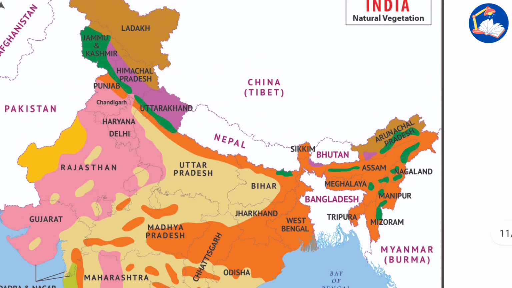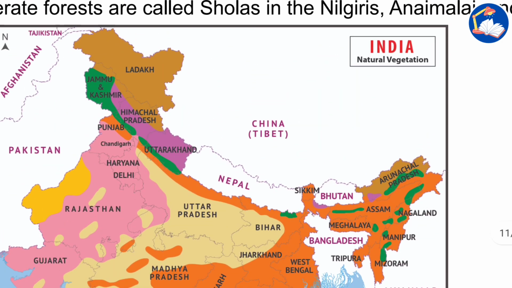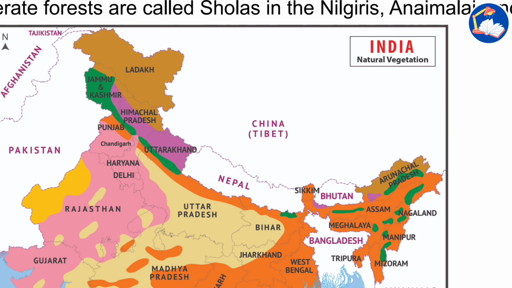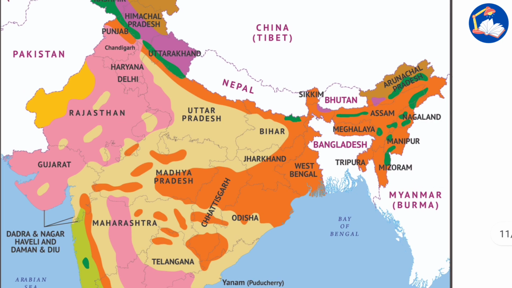Dry temperate is especially in the Himachal Pradesh and Uttarakhand regions. Okay. Now the alpine regions are especially in Jammu and Kashmir, and also some parts of Jammu and Kashmir, and also Ladakh regions, and also in the Arunachal Pradesh regions. Okay, going down we have the desert vegetation. Desert vegetation is especially in the Rajasthan area, in the Thar desert.